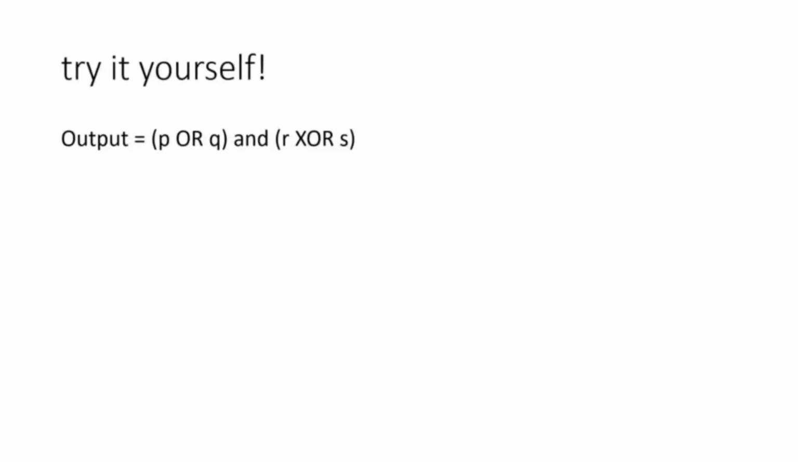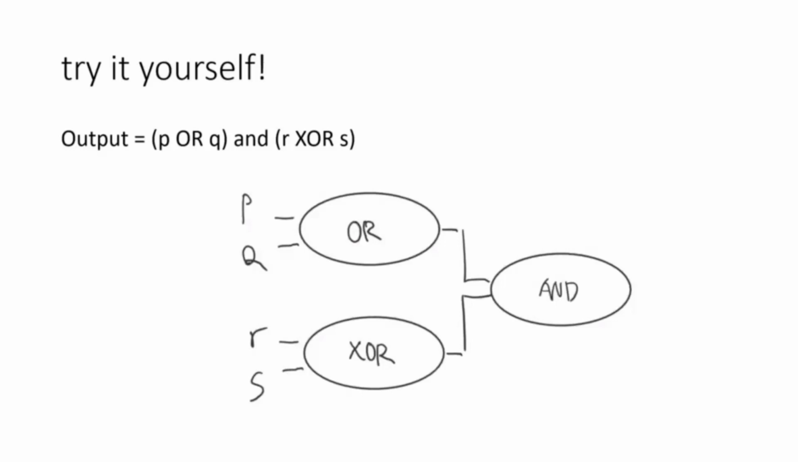Here are a few practice questions that you can try yourself, but I'll go over them very briefly. So if the output is P OR Q AND (or) X OR S, we can very easily construct a logic diagram like this.